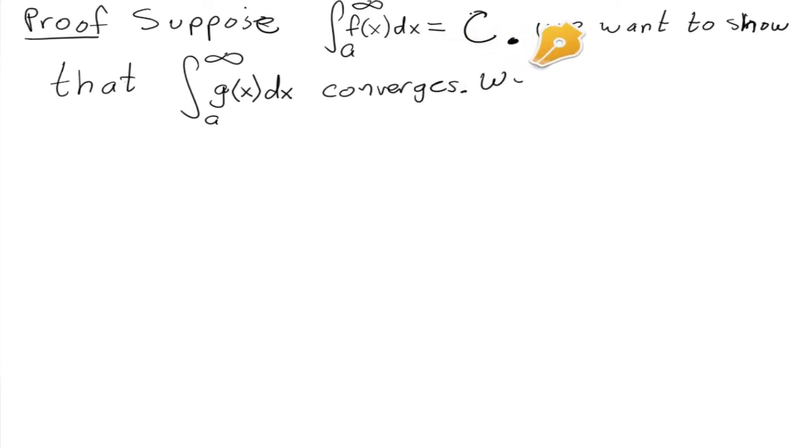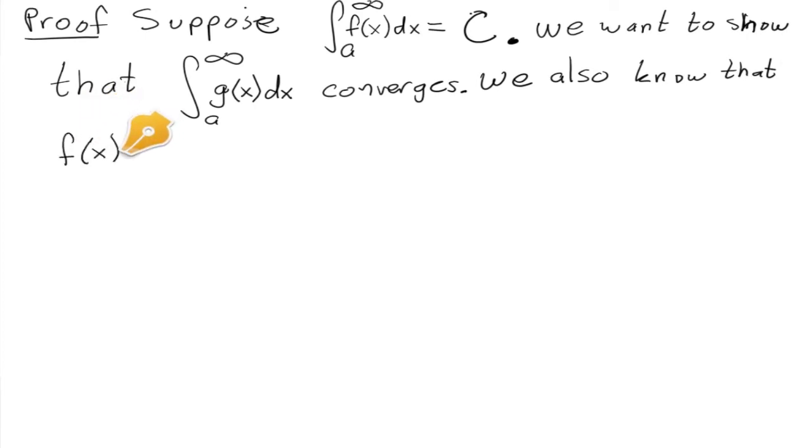I think it's also helpful, especially when you're starting out, to write down what you know. We also know that f of x is greater than or equal to g of x, and these are both positive, right? Then using those two things, we can start making statements, and hopefully they lead to, in the end, that the integral from a to infinity of g of x dx converges. Okay, any ideas?